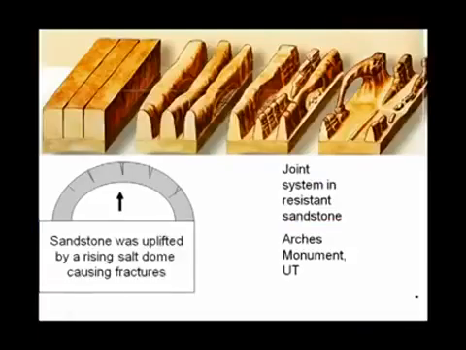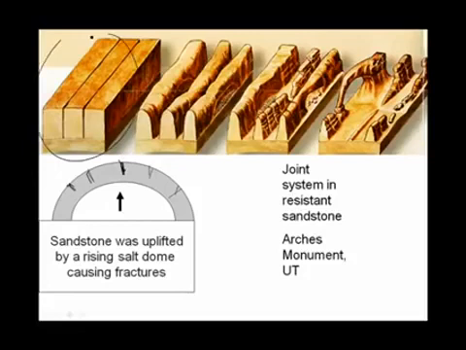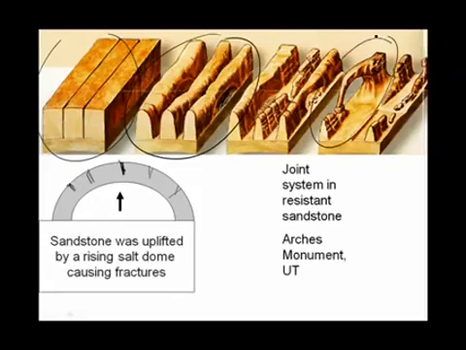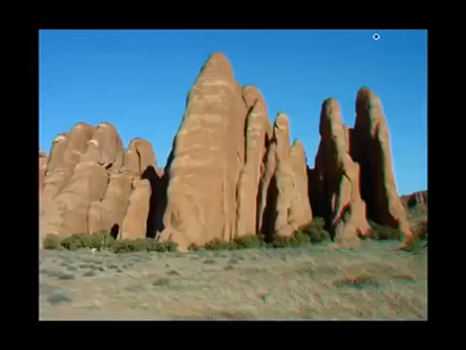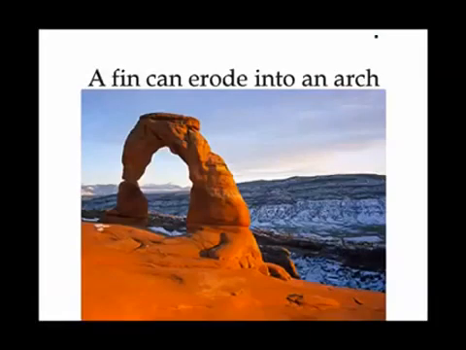Here's an example of joints forming in an unusual way. Underneath Arches National Monument, there was salt rising, a salt dome, and as it rose below a layer of sandstone, it formed cracks, and those cracks were a good place for more weathering to occur. As a result, those cracks weathered into what's known as fins. Every once in a while, one of those fins would erode more from the bottom, and you would get an arch. Hence the name, Arches National Monument, one of my favorites. So here are the sandstone fins, and here is Delicate Arch, one of the most beautiful of the arches.